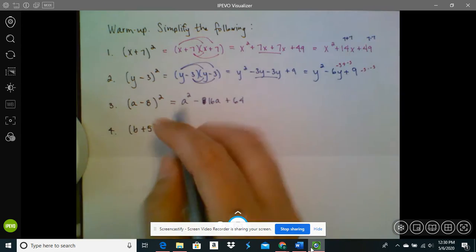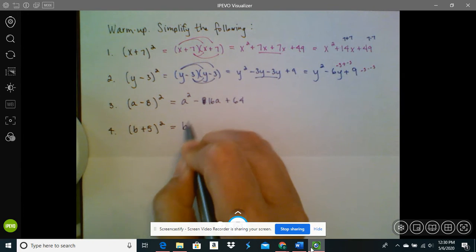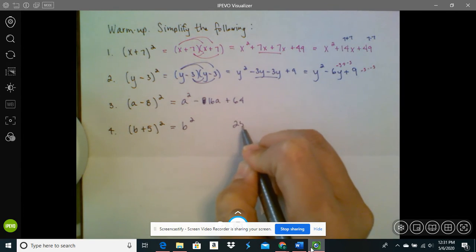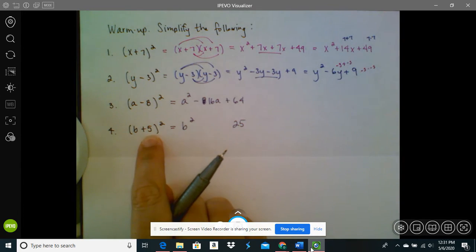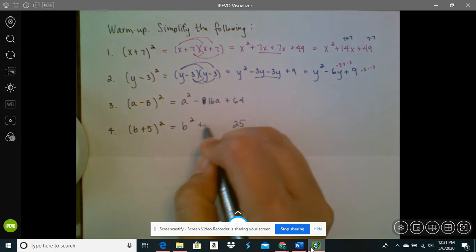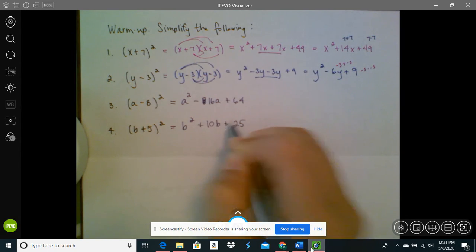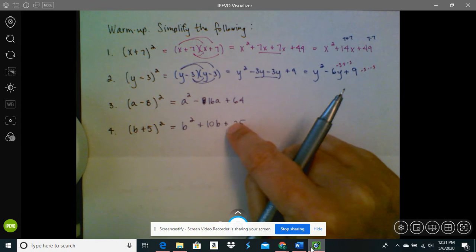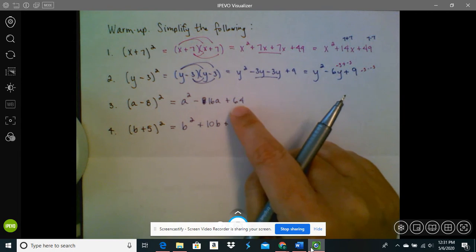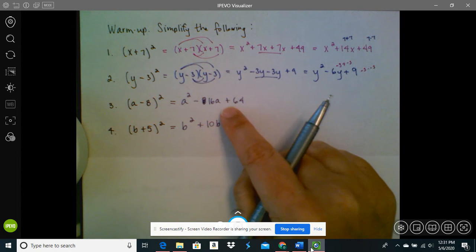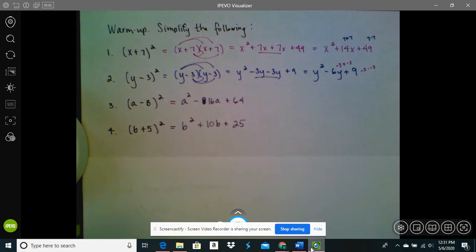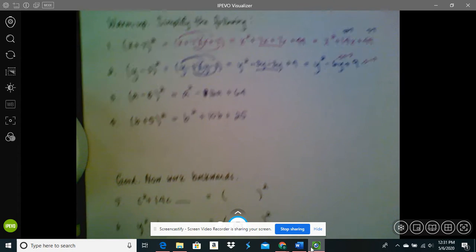Let's look at this one. Square the b, square the 5. Multiply these two. B times 5 is 5b, double it because it's outer and inner. And notice this is always positive, because regardless if you multiply two negative numbers or two positive numbers, you will always get a positive result. That would be part 1 of my warm-up, and we would do this in 2 or 3 minutes. Then I would say, okay guys, y'all seem to have the hang of it.